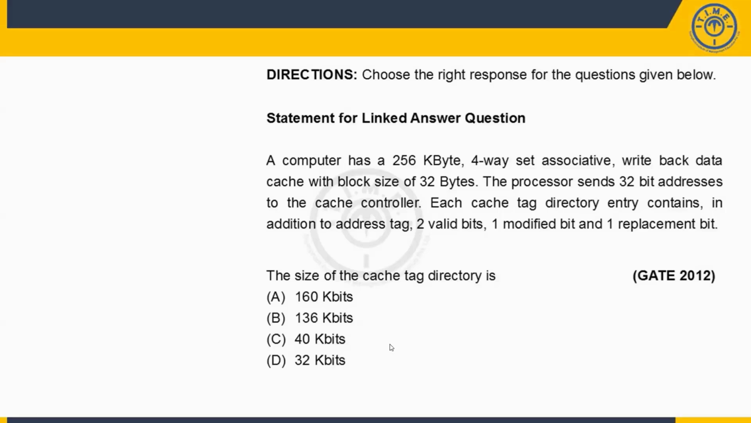Option A, 160 kilobits is correct. Should I explain? No need, sir. Okay, so can I go to the next question? Did you get Ravi and Balaji both? Yes, got it, sir. 160, right?